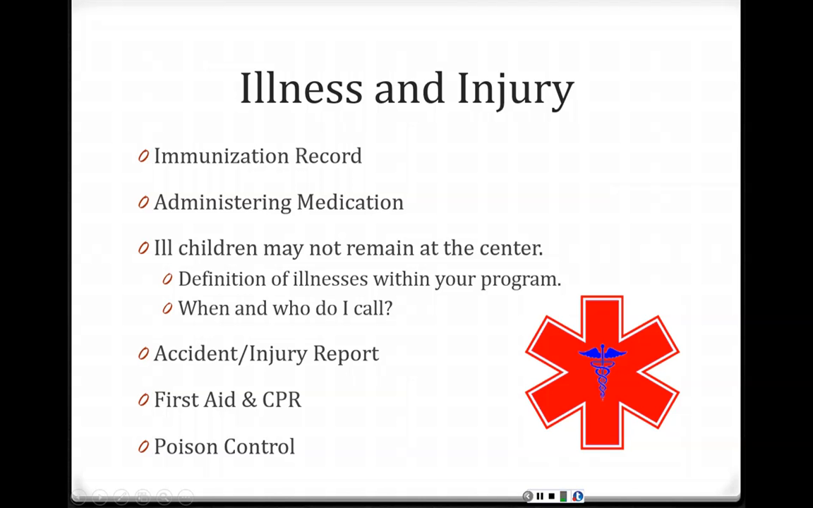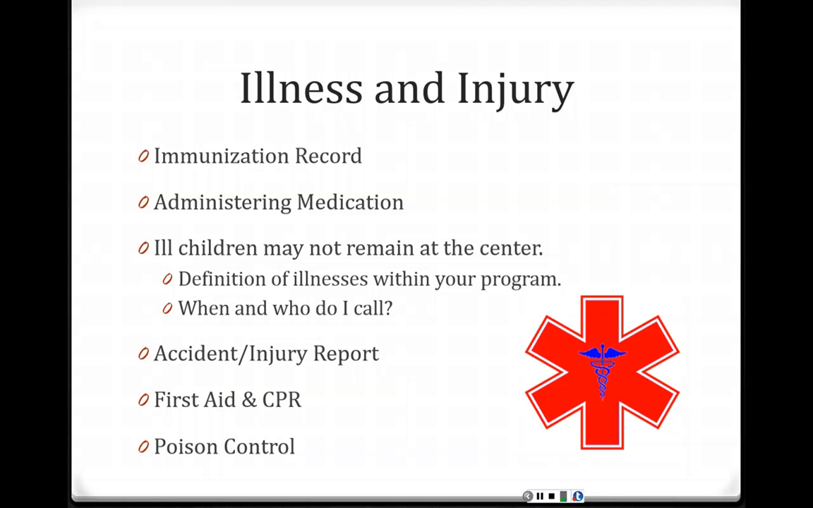An accident and injury report. We have an accident and injury illness report attached to this from the minimum standards. You need to make sure that you fill out this report anytime there is any type of accident or injury. You also need to make sure that you're following your center program's policy on reporting injuries.